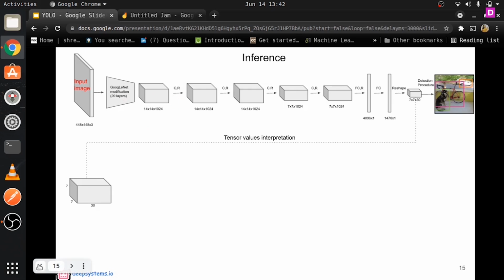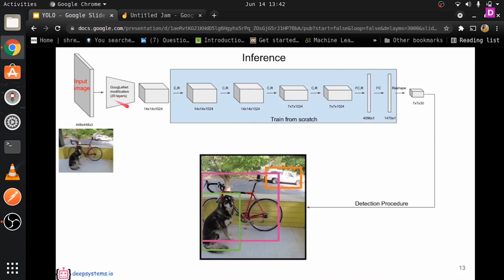This is followed by 14 cross 14 cross 1024. These are the outputs that you get from the 20 layers of GoogleNet. Once you have that, you have added different convolution layers. There is one convolution layer for 14 cross 1024, then the same thing, and then you have a 7 cross 7 convolution here. This part is pre-trained. We are using GoogleNet here, which is basically InceptionNet version 1. This other part will be trained from scratch.